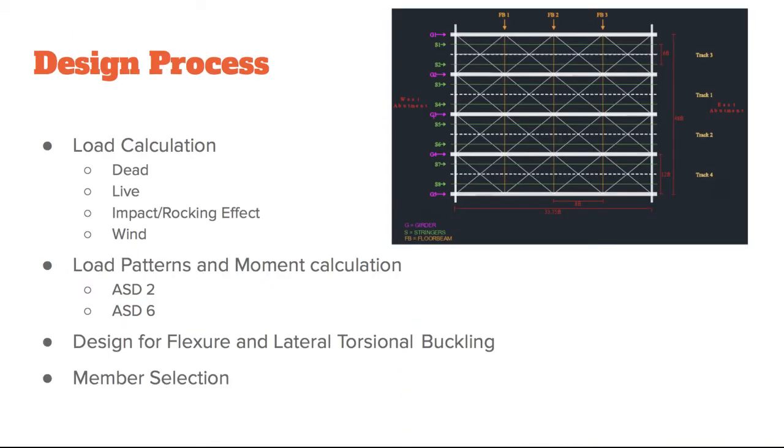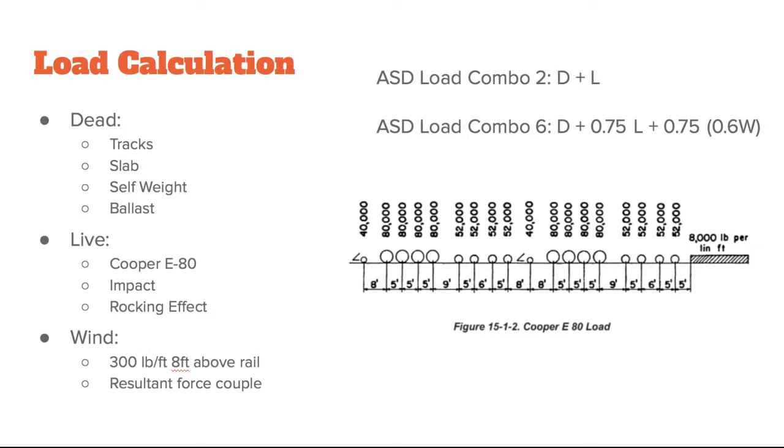Our design process will include load calculations, load patterns, and moment calculation designed for flexure and lateral torsional buckling member selection. Load calculations will include dead load, live load, and wind load. Our ASD load combos will be 2 and 6.